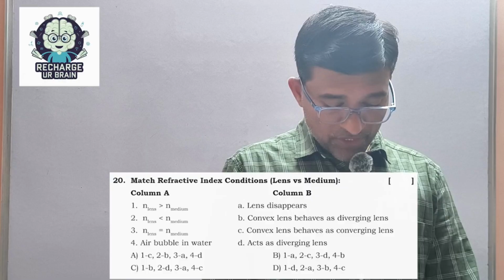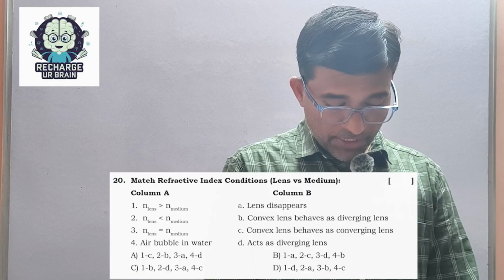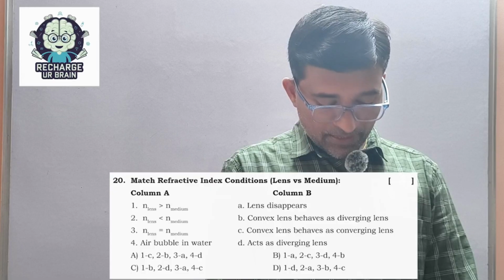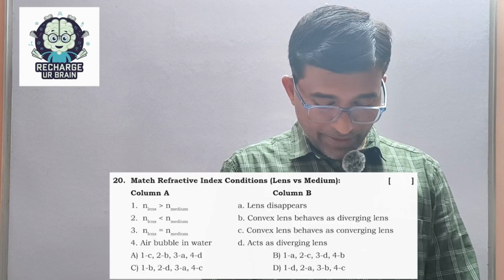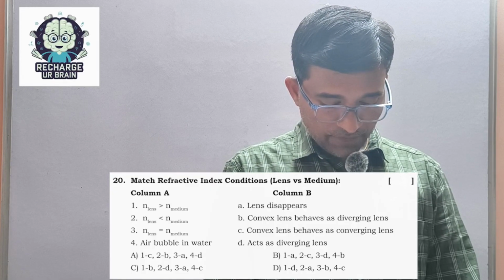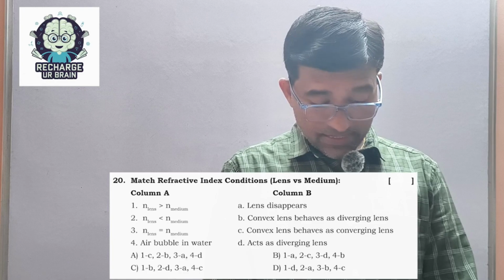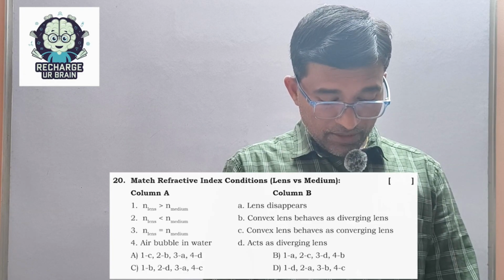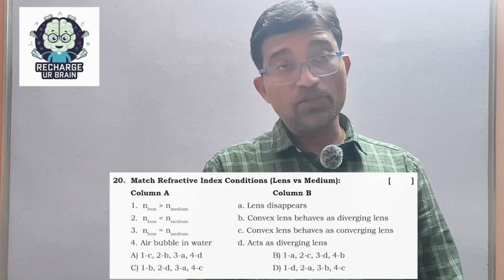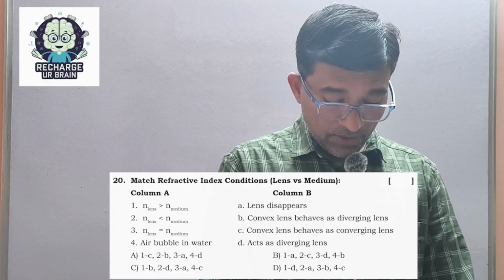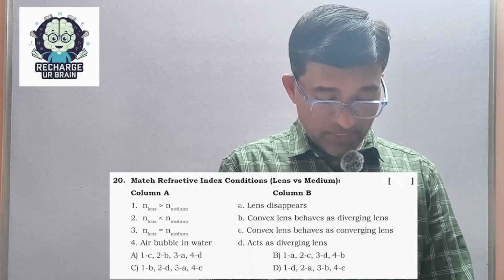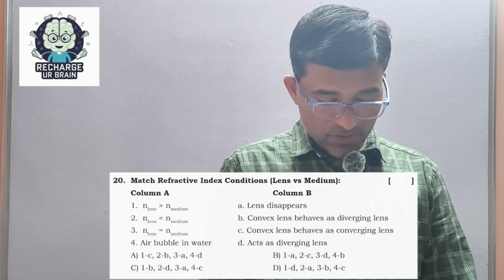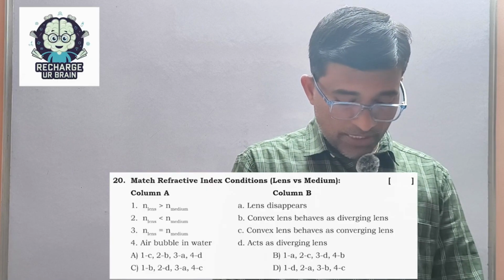So for the 20th one, the right option is A. That is, if the refractive index of the lens is greater than the refractive index of the medium, it acts like a converging lens. If it is less than the refractive index of the medium, it acts like a diverging lens. If it is equal, then the lens disappears. Air bubble in water acts like a diverging lens. So for the 20th one, the right option is A.